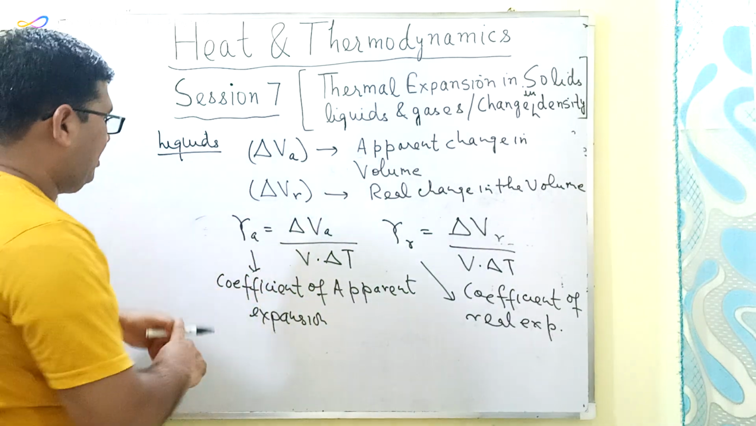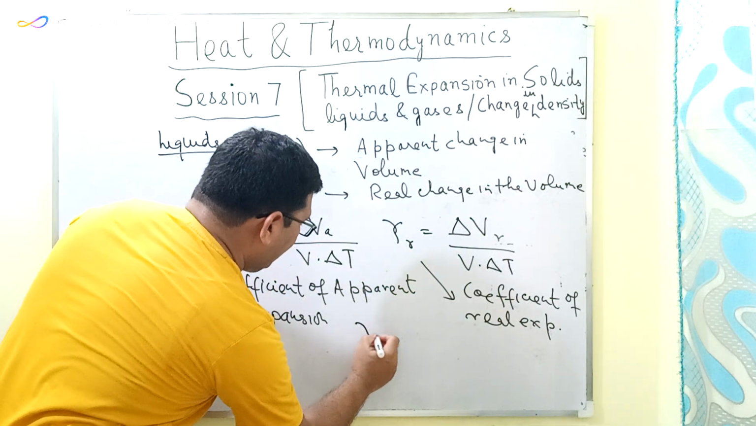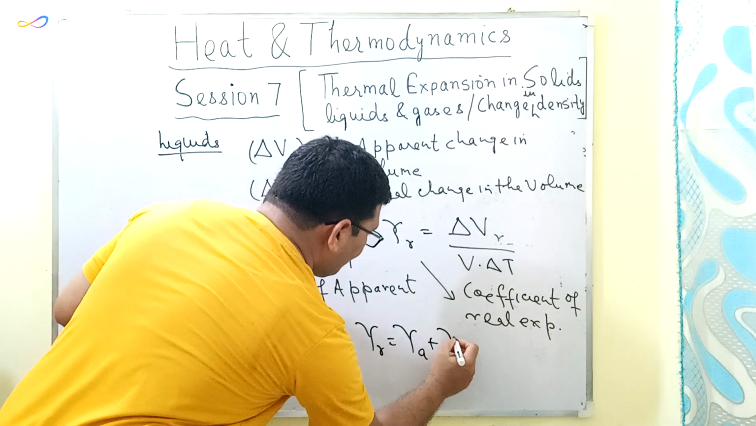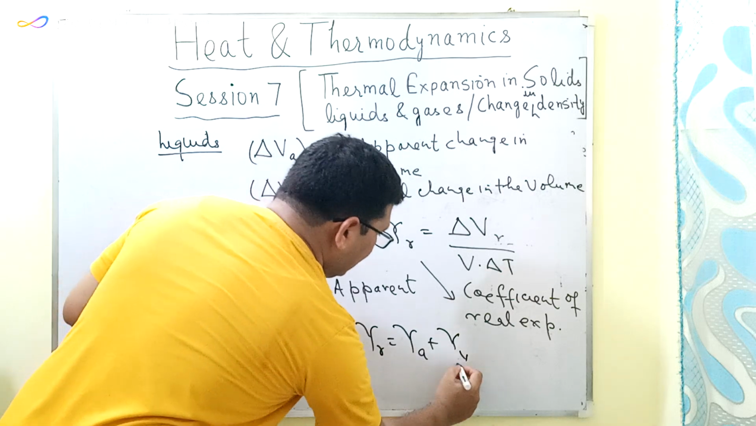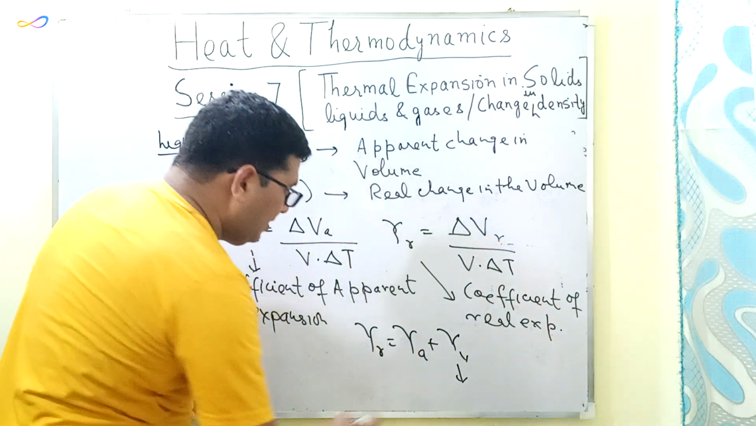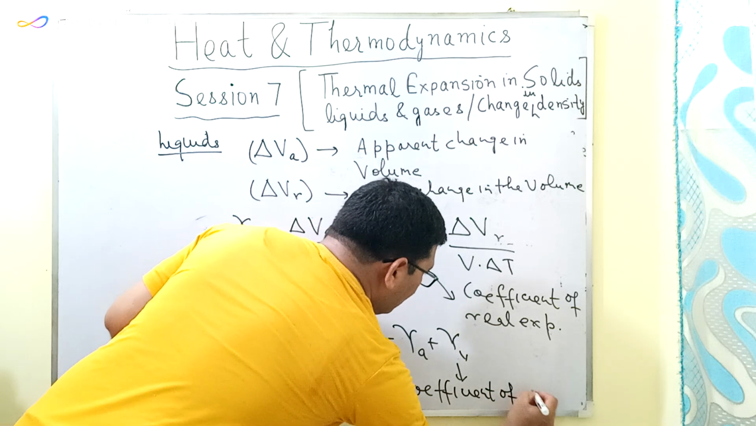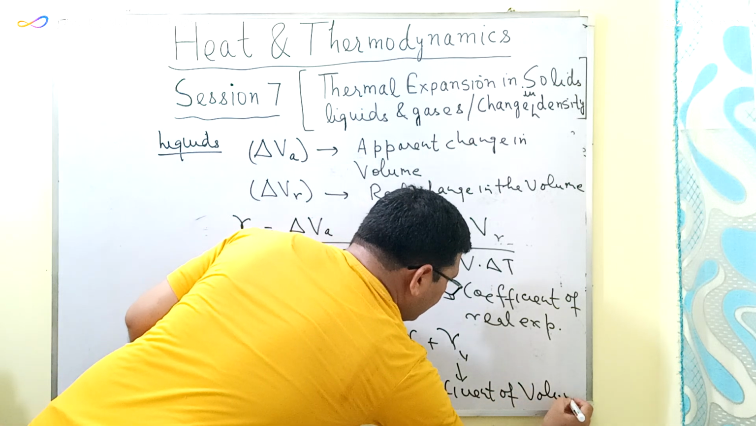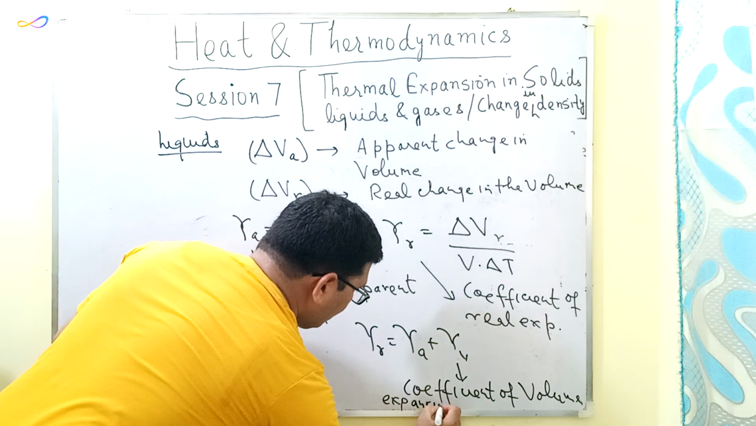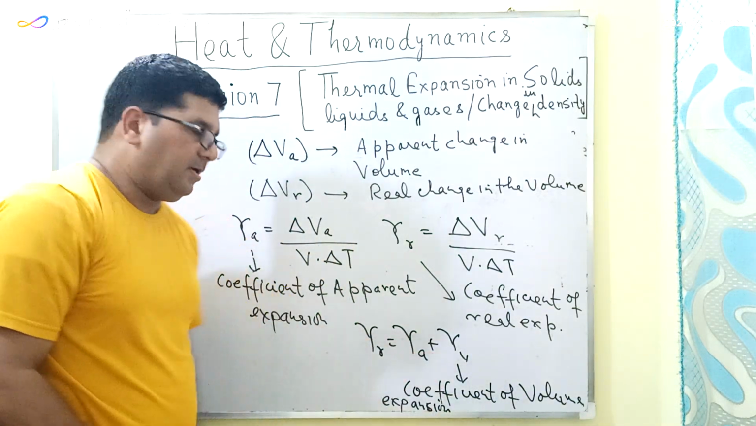Now, this gamma R and this gamma A are related to each other by gamma R is equal to gamma A plus gamma V, where gamma V is the coefficient of volume expansion of the vessel in which the liquid is kept. So gamma R is equal to gamma A plus gamma V.